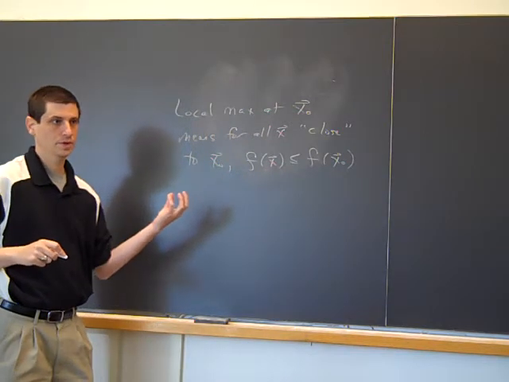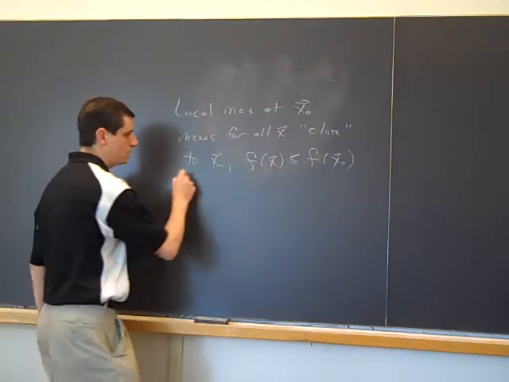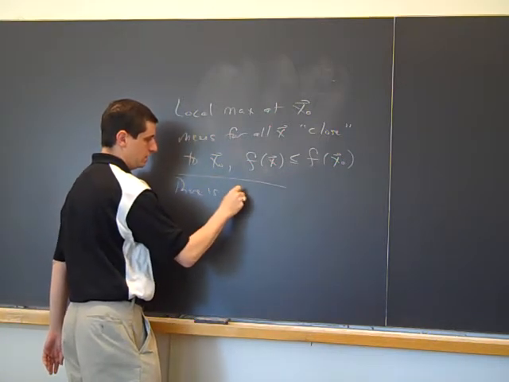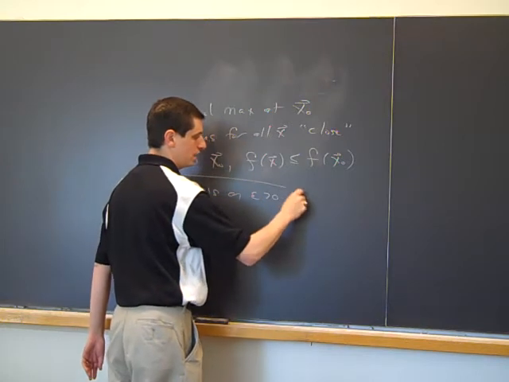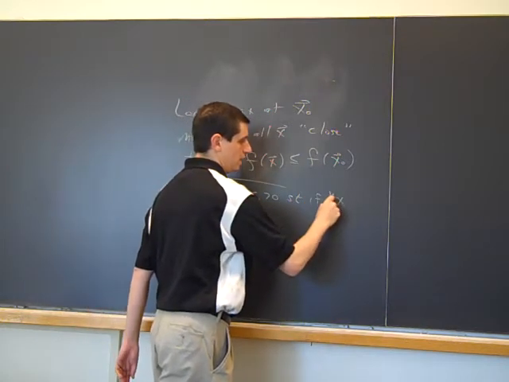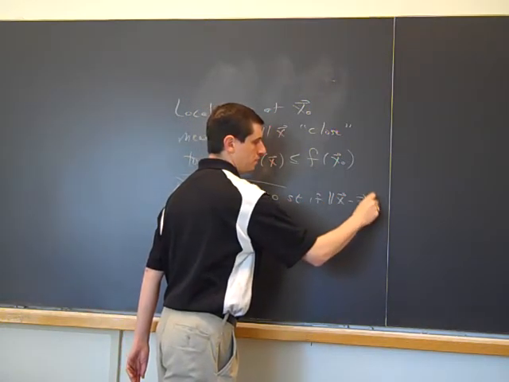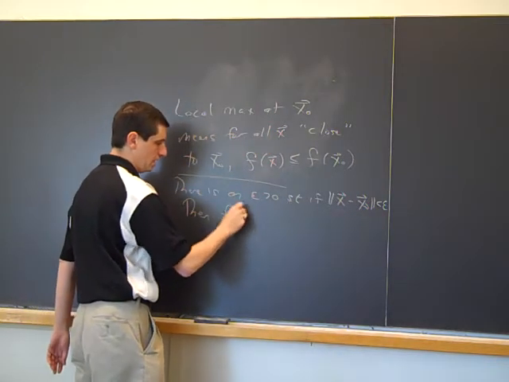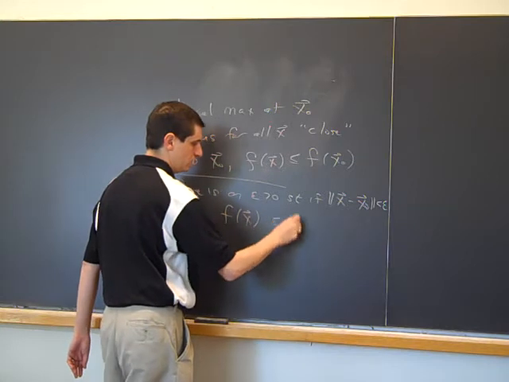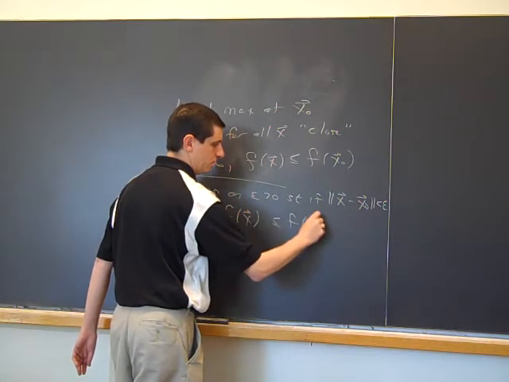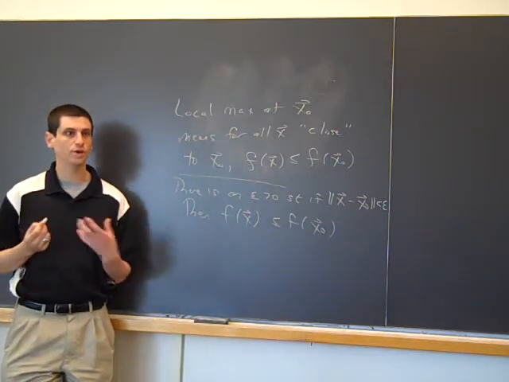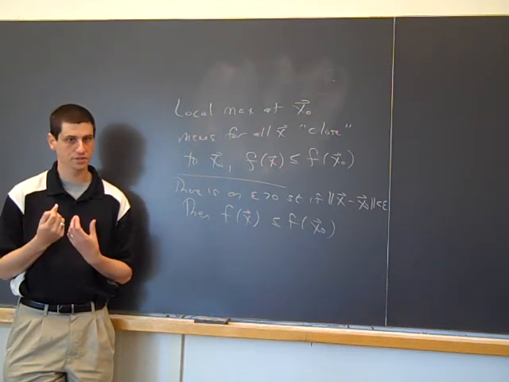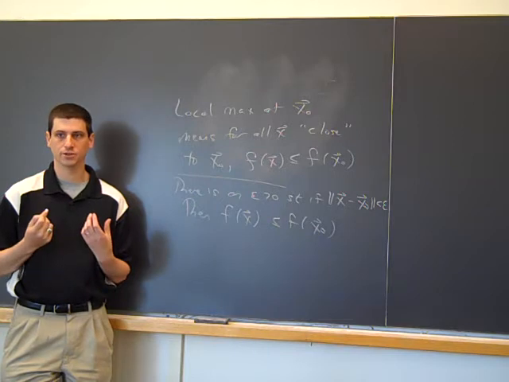And by close, you could mean rigorously: there is an epsilon greater than 0 such that if the length of x minus x naught is less than epsilon, then f of x is less than or equal to f of x naught. That's a way to quantify what you mean by close. If you're within a small distance, then you're not larger.